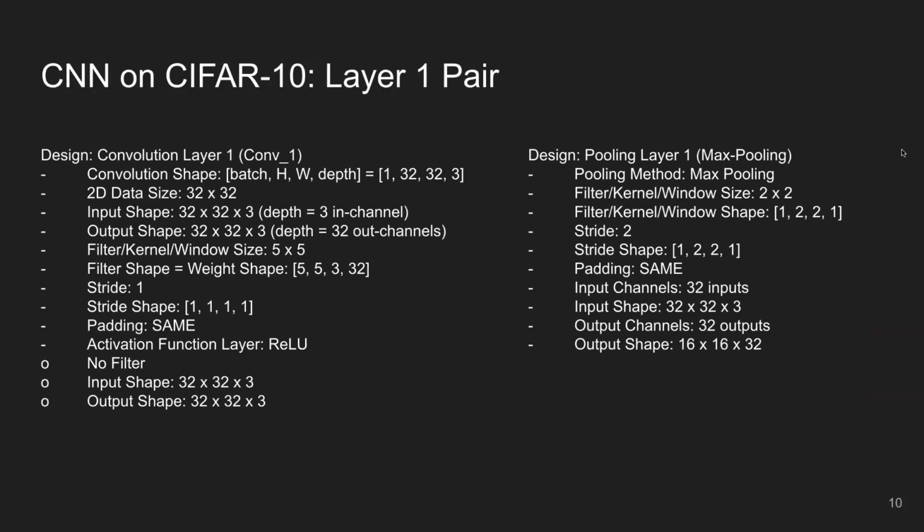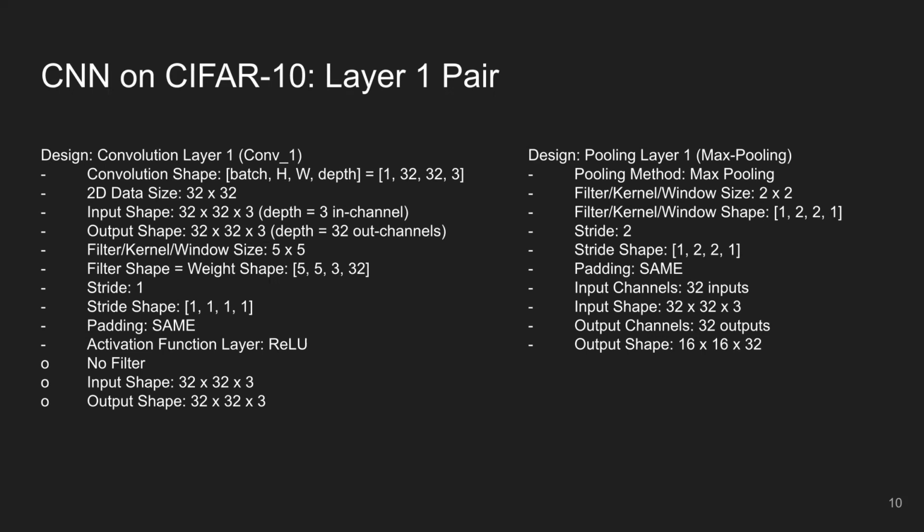The layer 1 pair consisted of a convolutional layer with a convolution shape of 1 by 32 by 32 by 3. Again, the 3 is the number of channels necessary for the color support. That leads to a 2D data size of 32 by 32, input shape of 32 by 32 by 3, and a corresponding output shape. The filter or kernel size was initiated at 5 by 5 with stride set to 1. Padding is same. Activation function layer is again ReLU. And then again, the input and output shapes is 32 by 32 by 3.